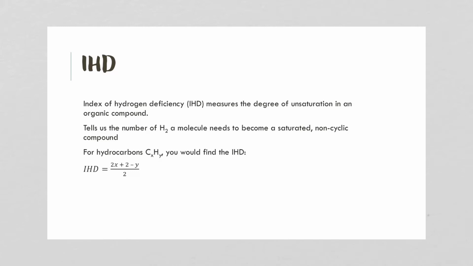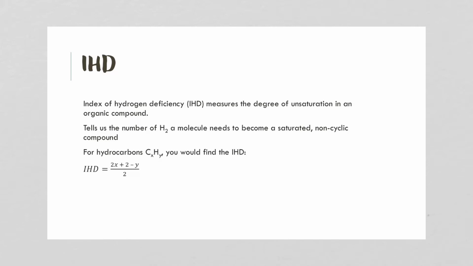So remember, when a hydrocarbon is saturated, it means that there are all single bonds and every single bonding pair is filled with hydrogen atoms. So it tells us the number of hydrogen molecules a molecule needs to become a saturated non-cyclic compound.